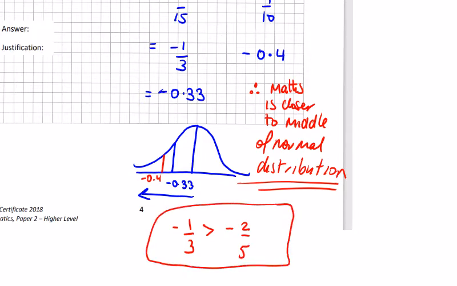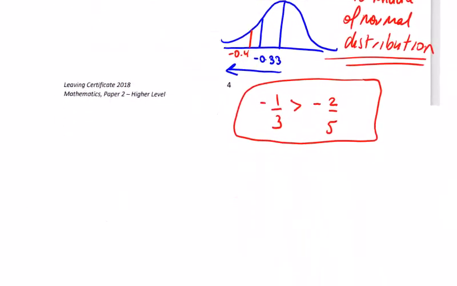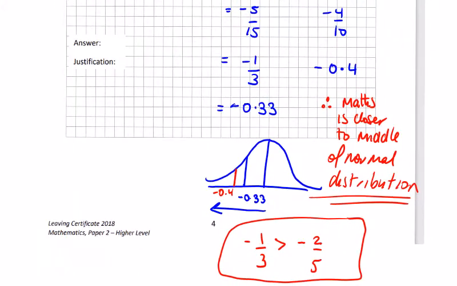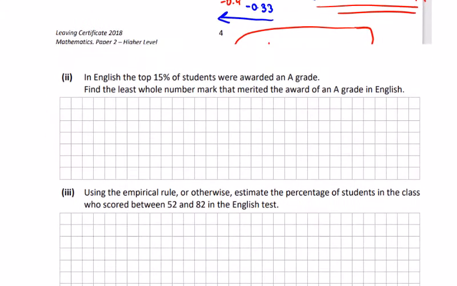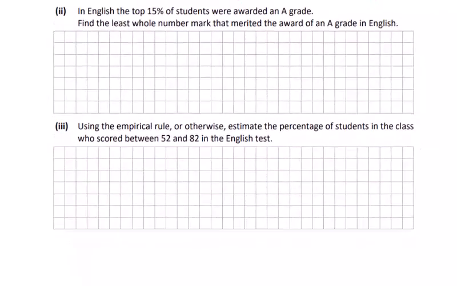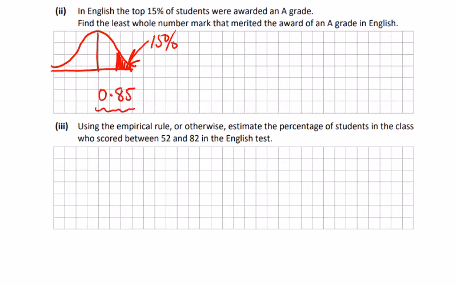So that was parts A and B. Now parts C and D look like this. In English, the top 15% of students were awarded an A. So that's a normal distribution where 15% is in the tail. So we want a Z-score that represents 0.85 here, 85% to the left. So that's what our Z-score is. So we're testing what did they get against the average.